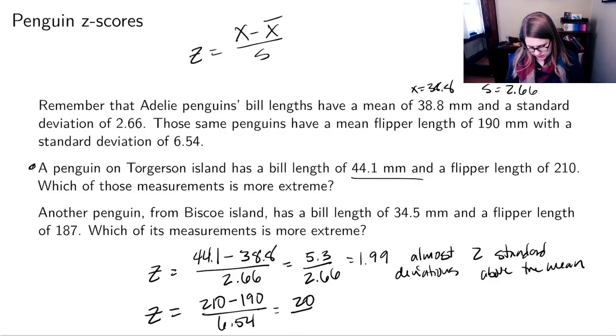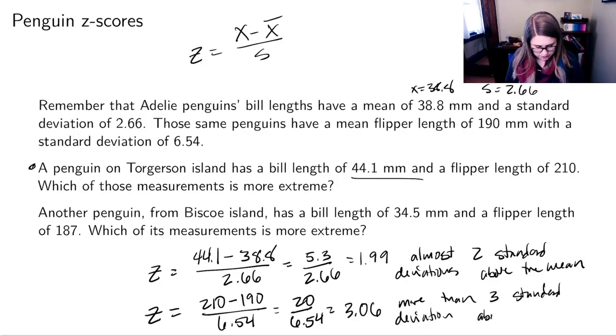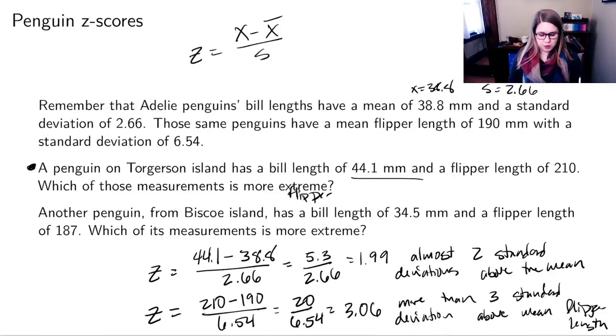So I get 20 out of 6.54, and that's 3.06. So it's more than 3 standard deviations above the mean for flipper length. So if I had to think about this first penguin, the flipper length is more extreme. It has really long flippers, 3 standard deviations above the mean, outside the range where we'd expect 95% of penguin flippers to be. And I think I'll leave the other problem for you to work on, and then we can talk about it in synchronous class.